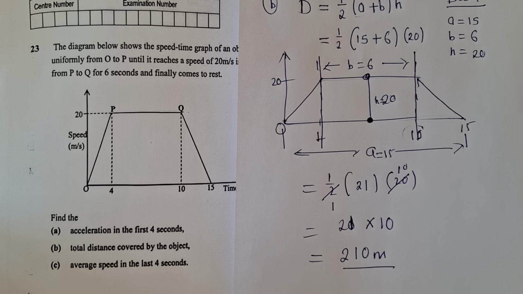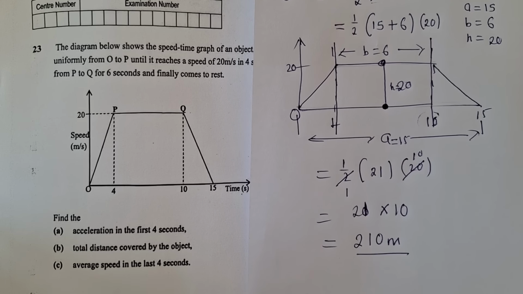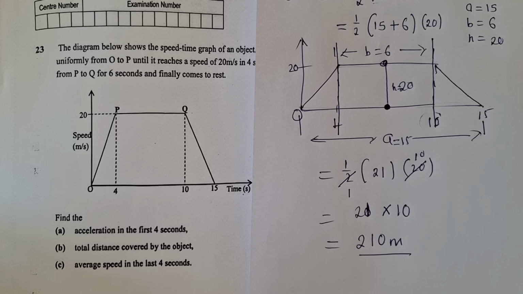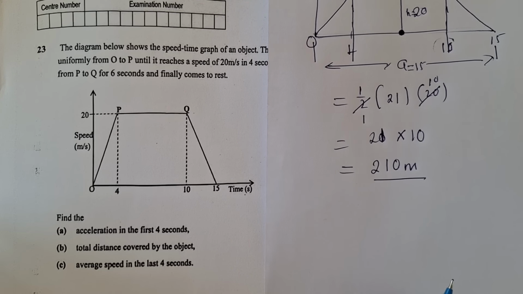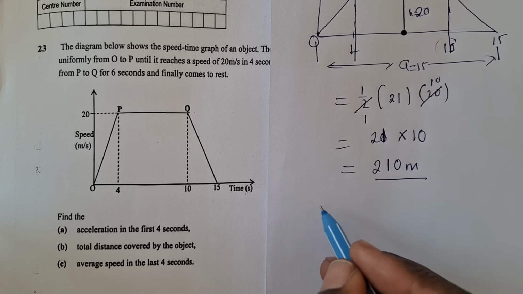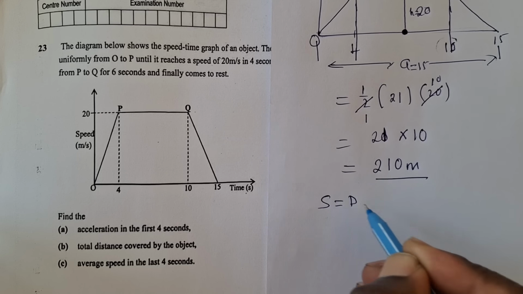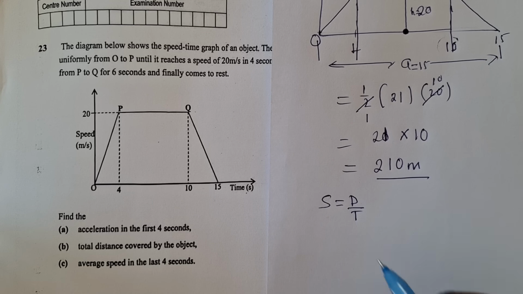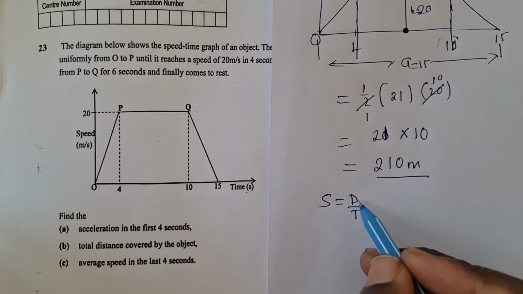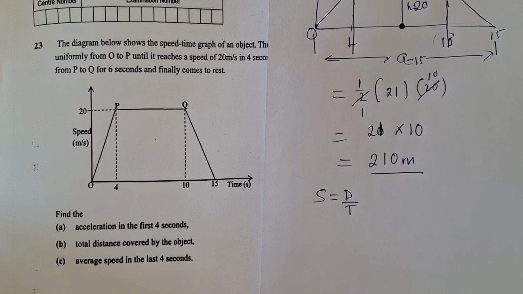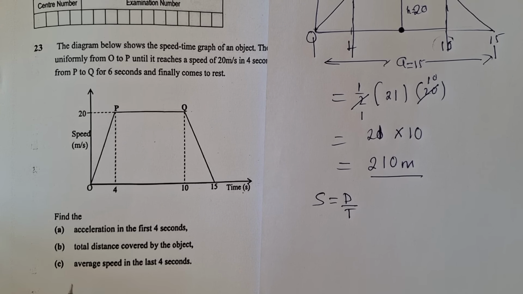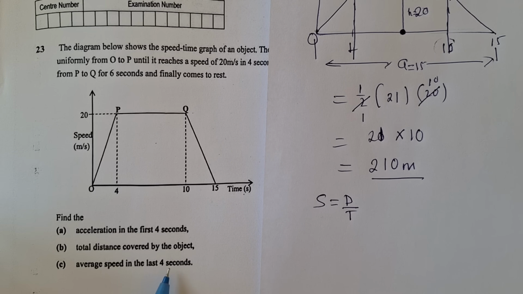Okay, so the average speed here, this is the question which gives people a lot of challenges. So let me take it easy for you. So we know that we're supposed to calculate average speed using this formula. Speed is equal to distance over time. Okay. Now according to the question, they said average speed in the last 4 seconds.